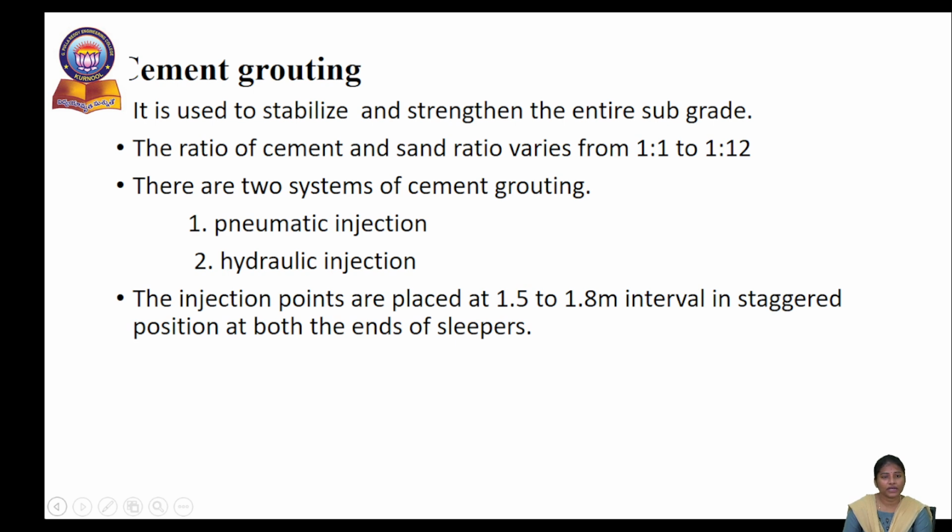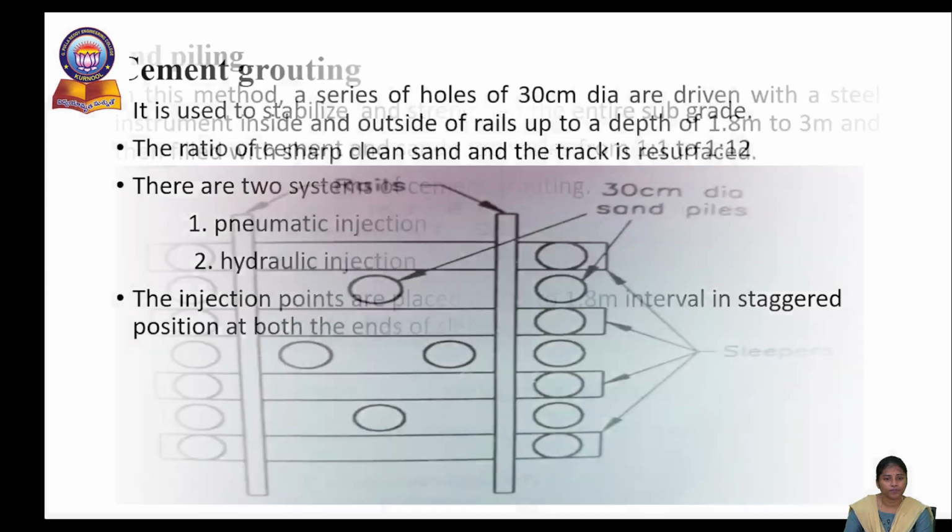Next we have cement grouting. It is used to stabilize and strengthen the entire subgrade. The ratio of cement to sand varies from 1:1 to 1:12. In cement grouting we have two types: pneumatic injection and hydraulic injection. The injection points are placed at 1.5 to 1.8 meter intervals in staggered position at both ends of the sleepers.